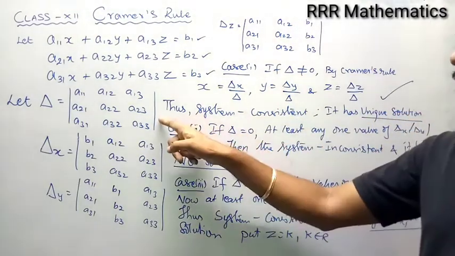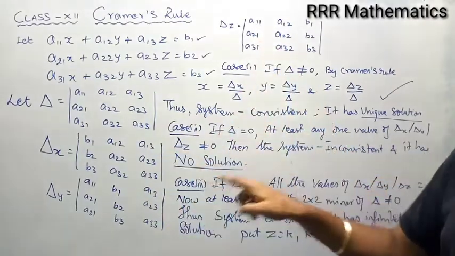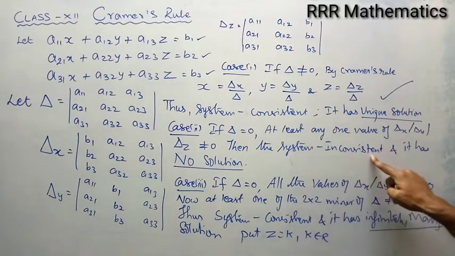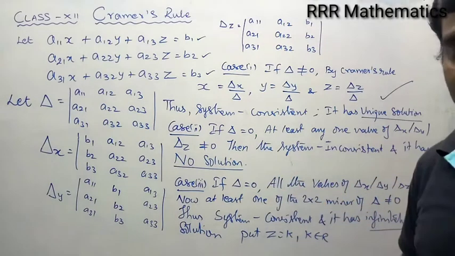If delta is 0 and any one of the values of delta x, delta y, delta z is not equal to 0, then the system is inconsistent, it has no solution. The word inconsistent will come only in case of no solution.